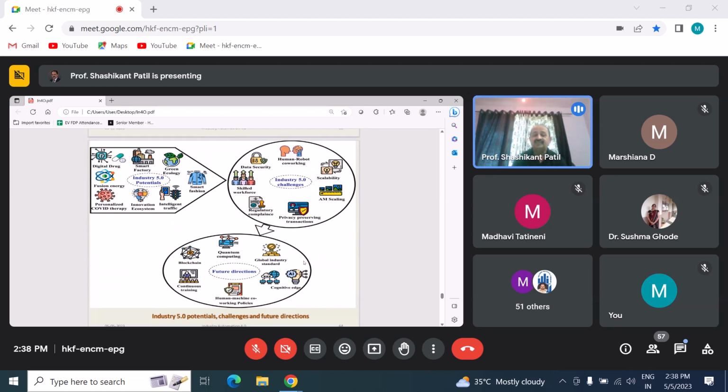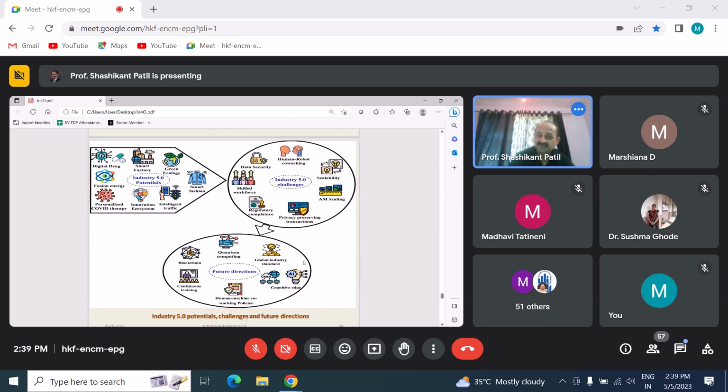Coming to the next slide, there are some of the potentials, challenges, and future directions. We have already discussed one slide about opportunities and the future. The same is there. Drug development and the pharmacy industry have a great future. Smart factory or intelligent factory is another area. Green ecology should be given utmost priority to preserve mother nature. Then smart fashion, smart clothing, and smart textiles is another area. Then intelligent traffic, innovation ecosystem, fusion energy and COVID therapy. These are some of the areas where we find potentials.